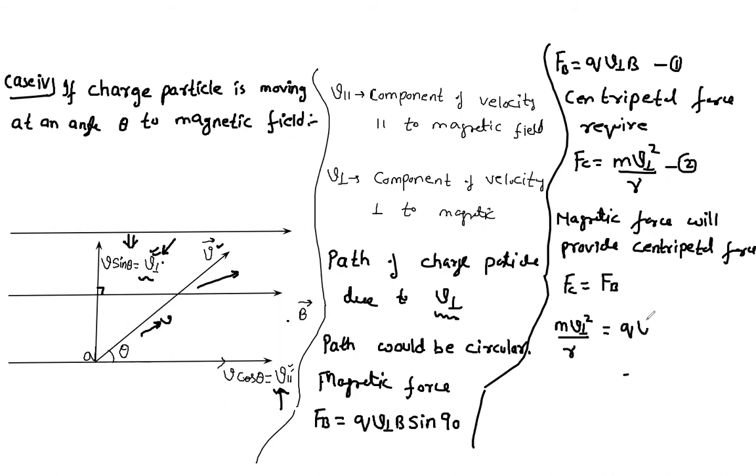So this is q v perpendicular into B. This v perpendicular square will cancel one v perpendicular. And what we get is r equals m v perpendicular over q B.